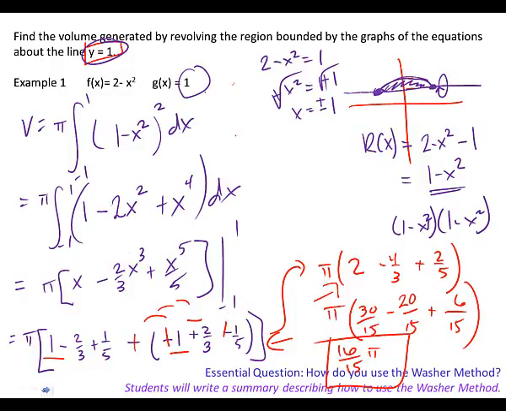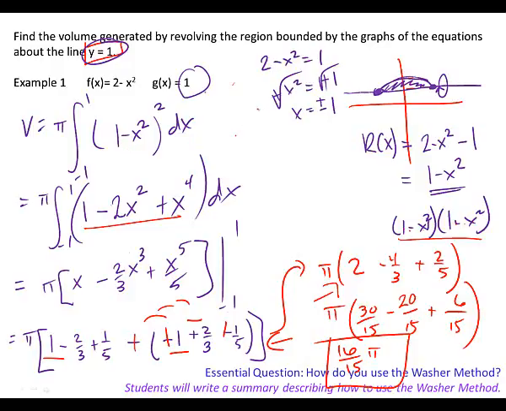No. What's wrong? How did I FOIL this thing here? 1 times 1 is 1. 1 times -x squared is -x squared. I have 2 of those in the middle. X squared times x squared is x to the 4th.